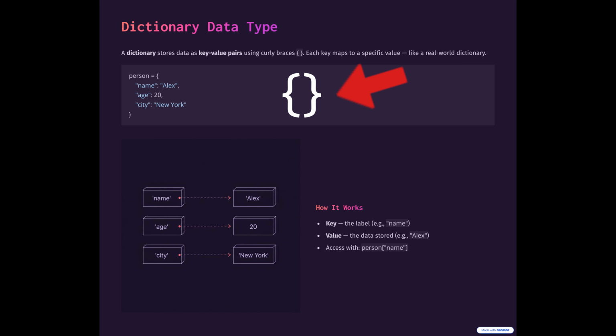Now let's look at dictionaries. A dictionary is a very important data type in Python. Instead of storing values only by position, dictionaries store information using key-value pairs. For example, imagine we want to store information about a person. We can have name Alex and age 20. The key helps us identify the value, and dictionaries are used a lot in real world programming, especially when we're working with data from websites, APIs and databases.